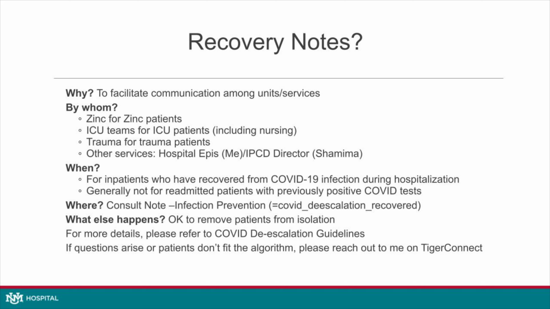All right. So when we determine that someone's recovered using that algorithm, what's the next step? It's to write recovery notes, just to do communication about when patients are no longer considered infectious. Why do we do this? I think it's to facilitate communication. Who can do this? There's the list there. So zinc teams for zinc patients, ICU teams, including nursing for ICU patients, trauma. And if there are questions or there are other services, then I'm happy to be involved and help with those notes.